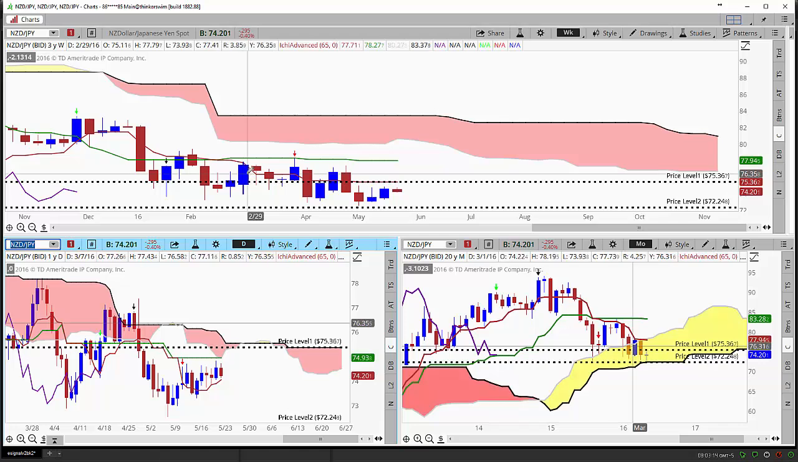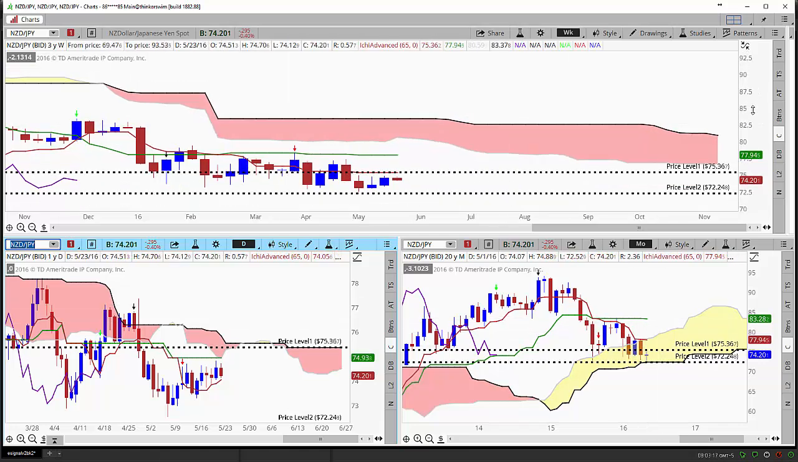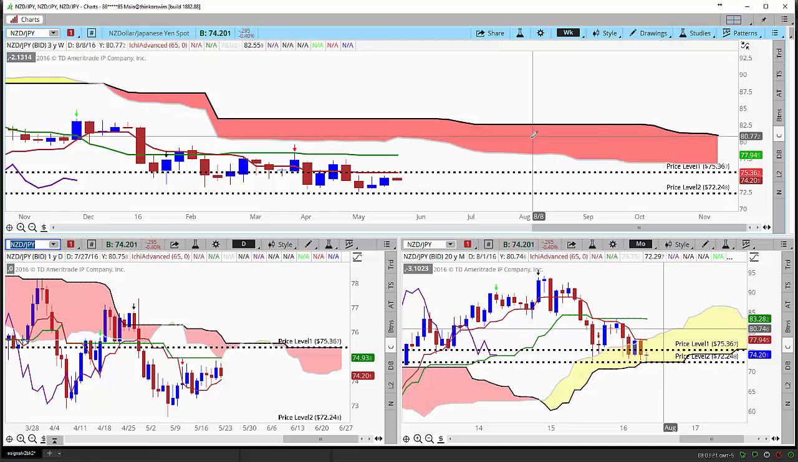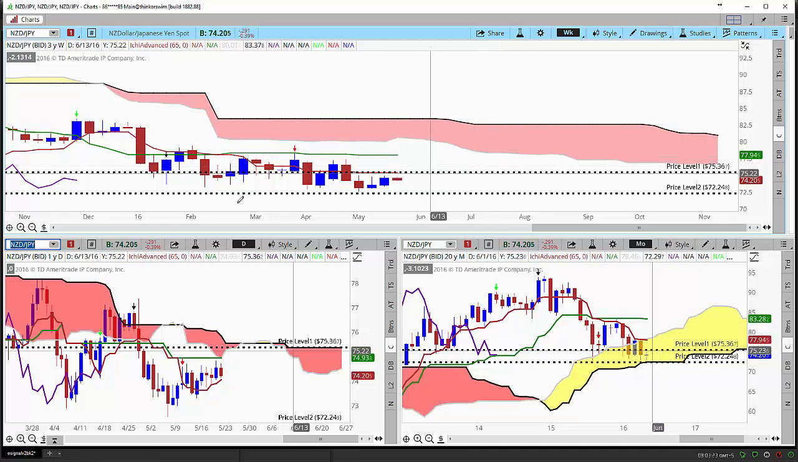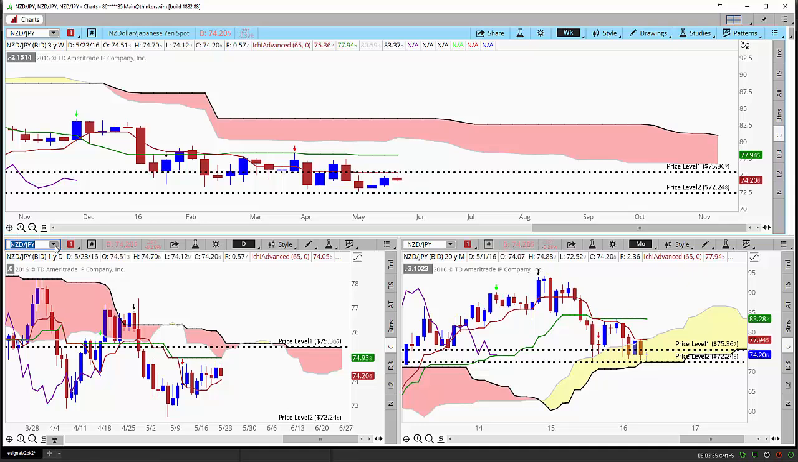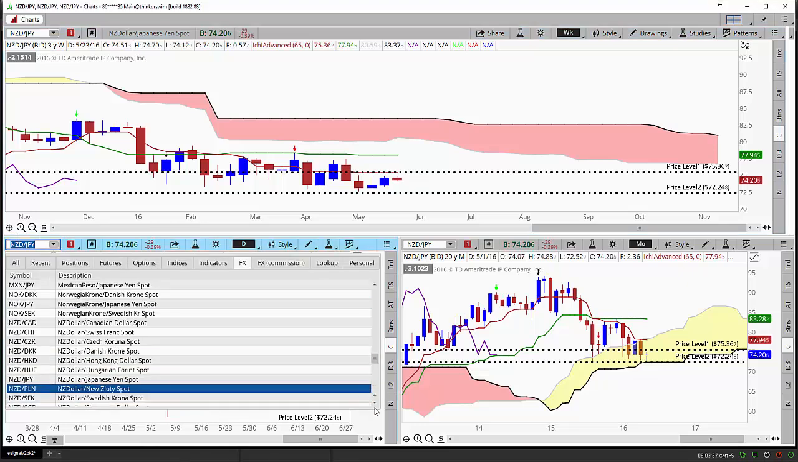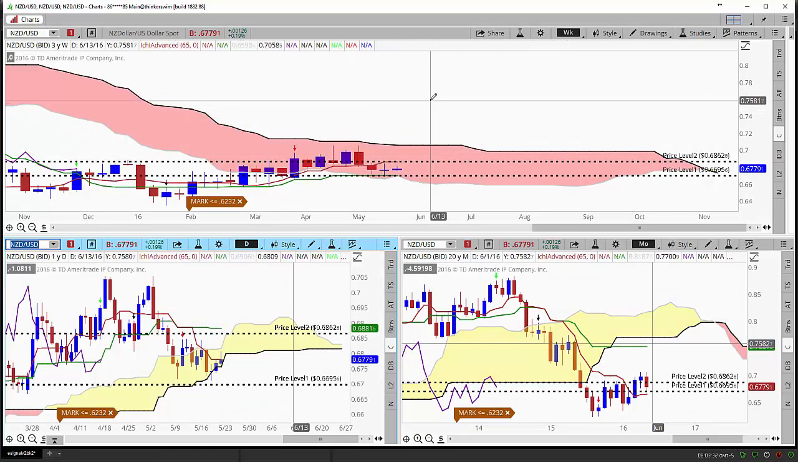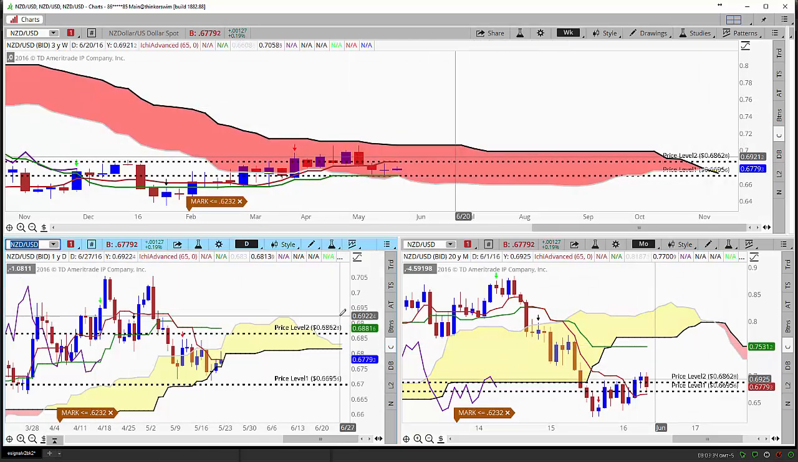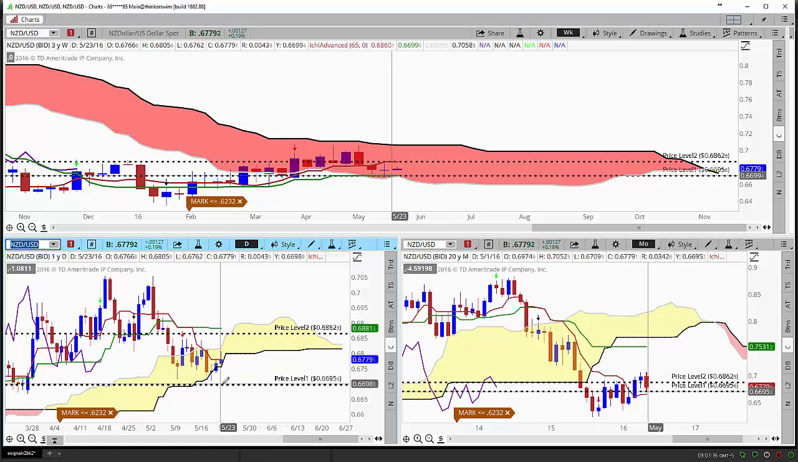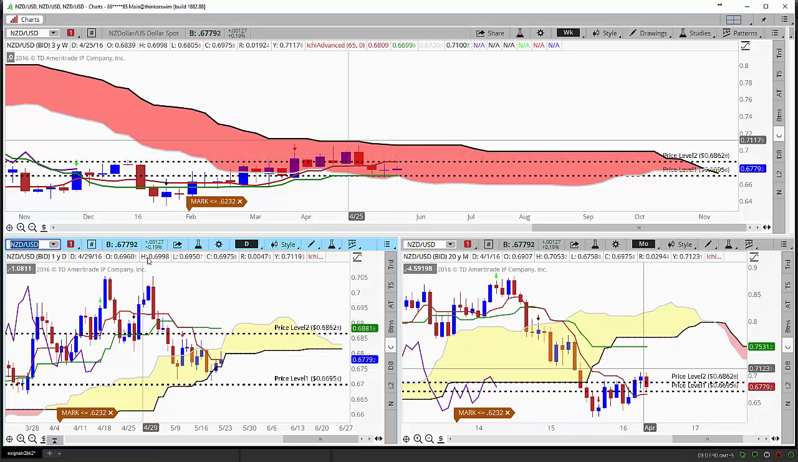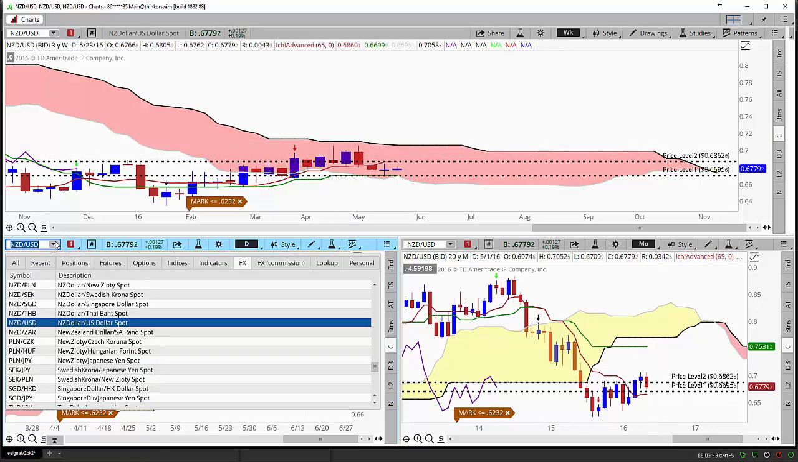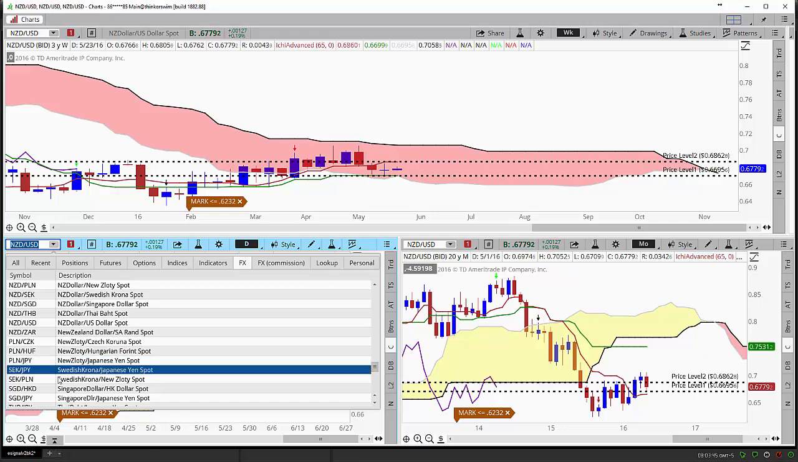New Zealand Yen is basically in a nice bearish trend being controlled by a resistance level at 75.36, and it's trying to get to a support at 72.24. New Zealand USD is basically in a consolidation pattern here, and you could see that it's very close to support here at 66.95, and at the top of the consolidation pattern it's going to be about 68.62.